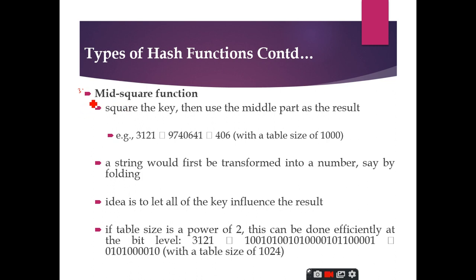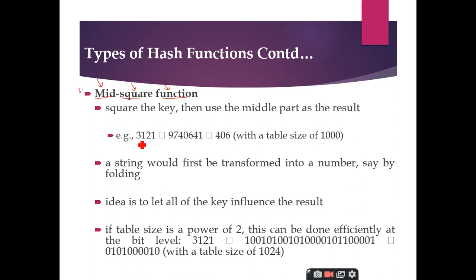So coming back to our point of discussion, the types of hash function. The third hash function which I am going to discuss is the mid square function. The name itself says that you are going to take the hash by squaring the given value and taking the middle part of the square of the given number. That is very clear, right?